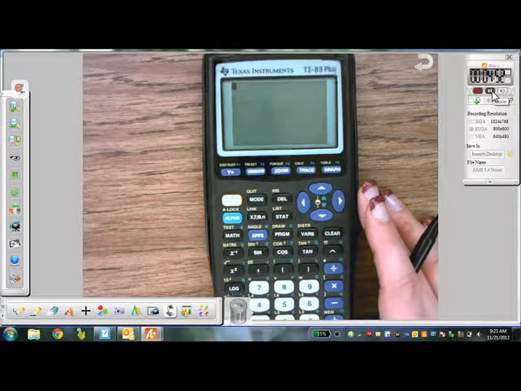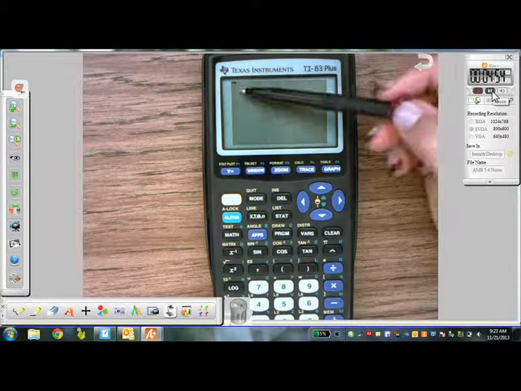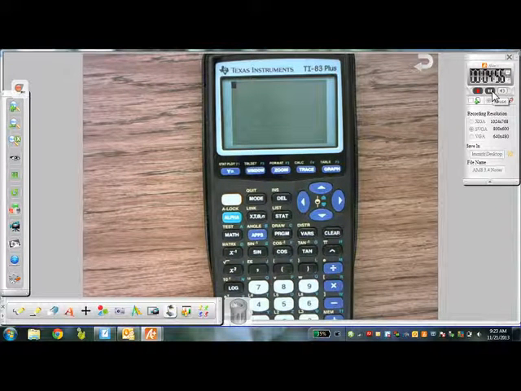Well, you can see the little blinking thing, right? So right now I'm on the blank screen. So everybody should be on the blank screen on your graphing calculator. Here's what we're going to do. We're first going to graph the basic function, 2 to the power of x.